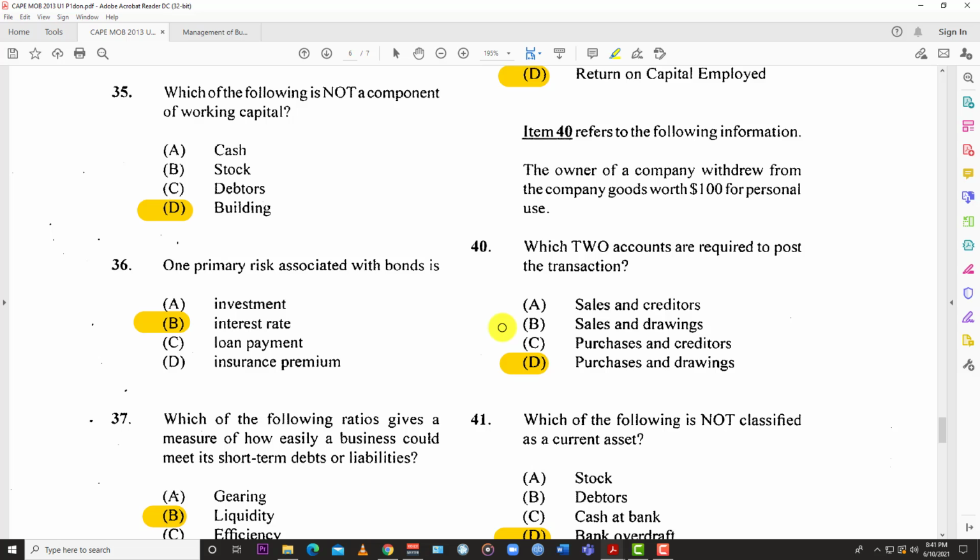Number 40 refers to the following. The owner of a company withdrew from the company goods worth $100 for personal use. Which two accounts are required to post the transaction? And so the answer here is D, purchases and drawing, because you're pulling from the owner's equity and you're also pulling from the company. So that's purchases and drawing. So that's D.